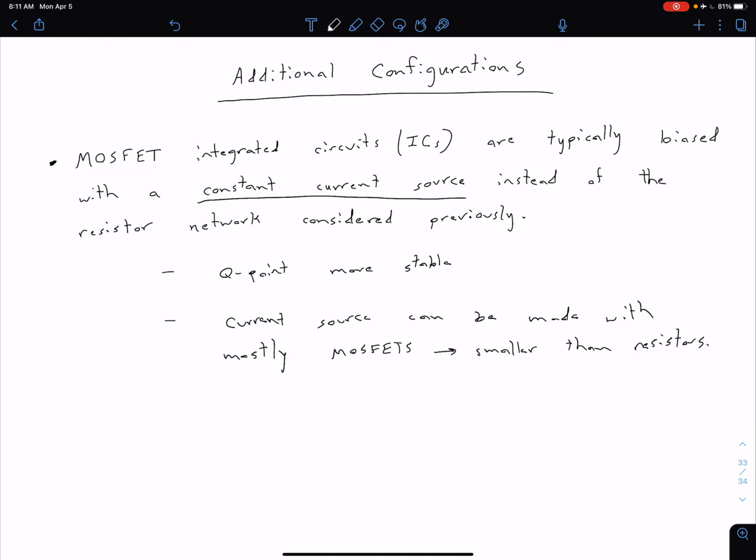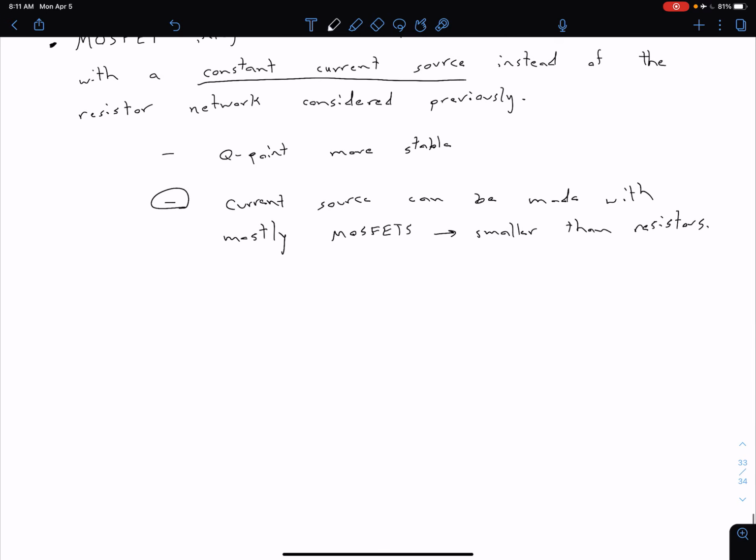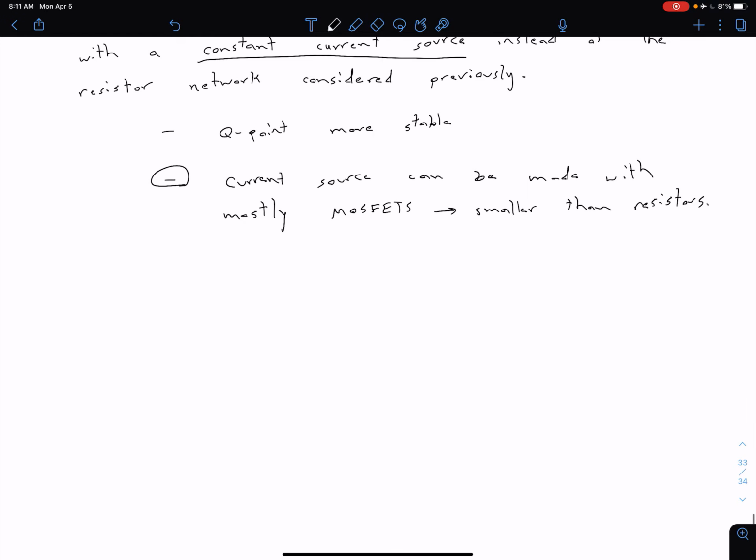And so we're going to come back to this second point, and we're going to look at how we can construct various types of current sources with our MOSFETs in our applied electronics class in a future semester. So the other main configuration that we can see is something called a diode type configuration. And in this case, our MOSFETs are being used in place of resistors.